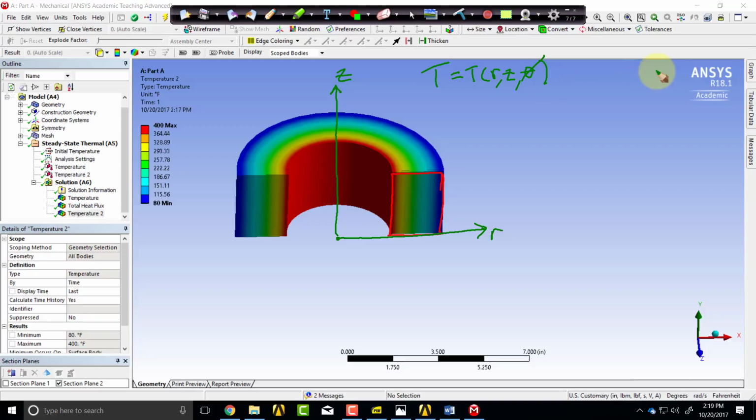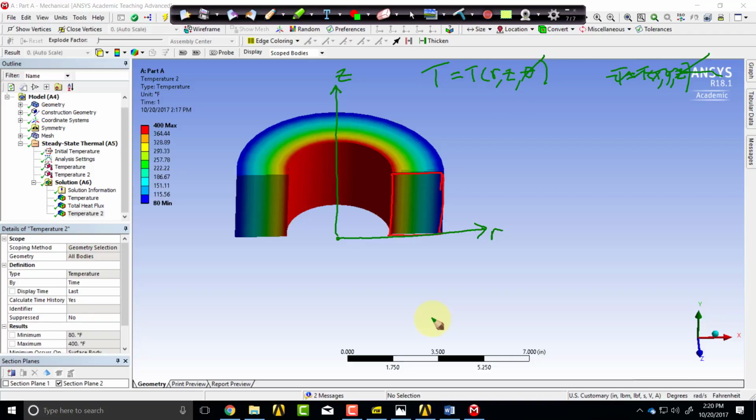And contrast this to what we usually do, right? We say T is equal to T of x, y, z, and in 2D, we assume there's no variation in z. So this is analogous to that, but this is not the model you're using here. You're using the model here.